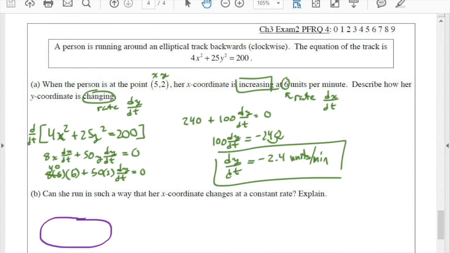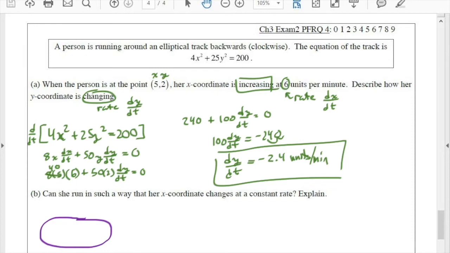So, can she run in such a way that her x-coordinate changes at a constant rate? Oh, she's going around the track, right? And I went clockwise. Okay. She's going around the track. Can she run in such a way that it changes? Well, maybe. If she runs really fast around this curve, right? Yeah, it'd have to be really, really fast.